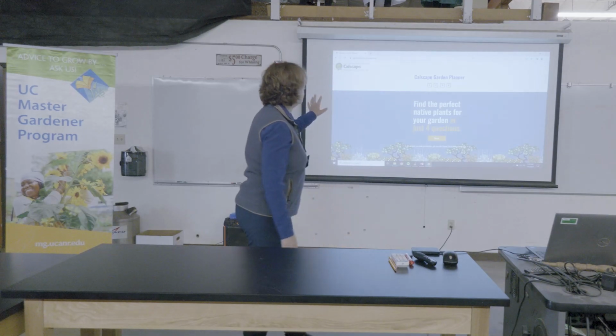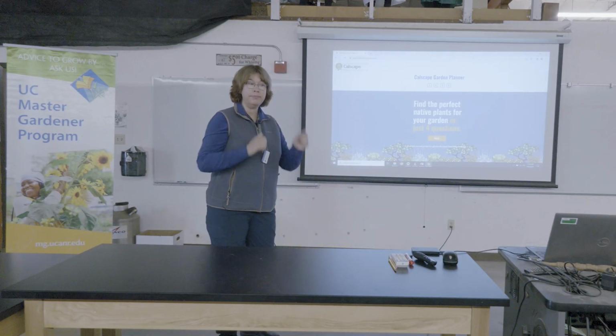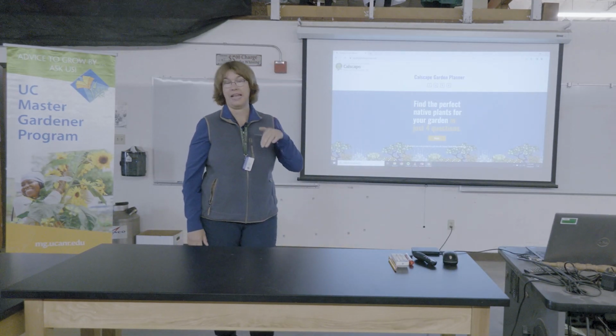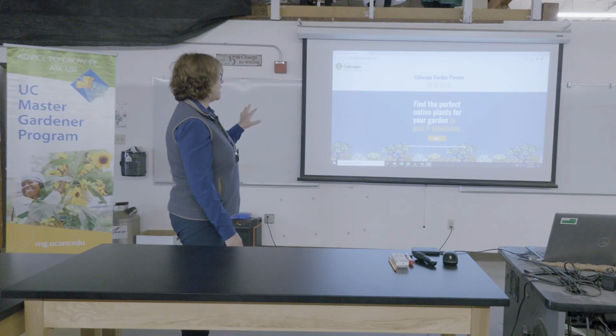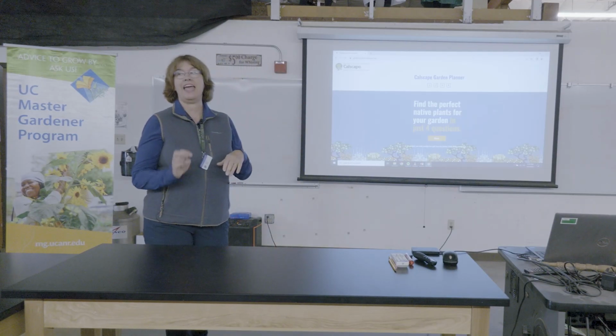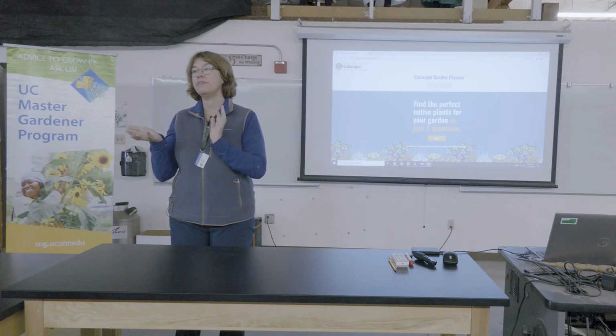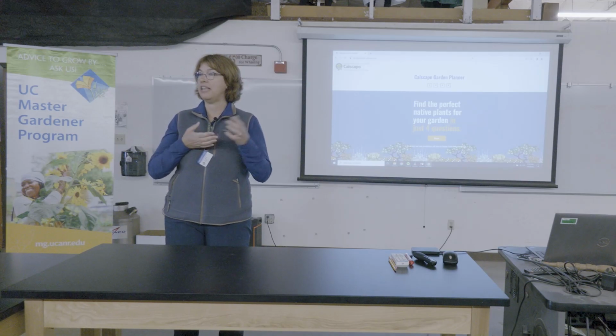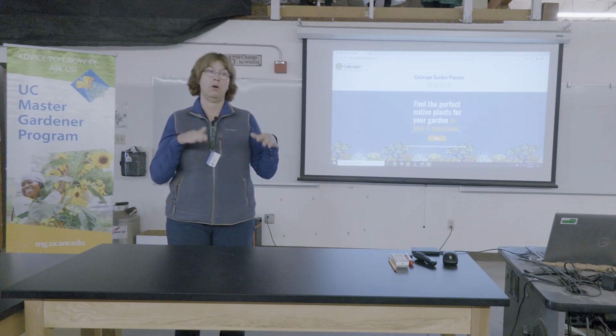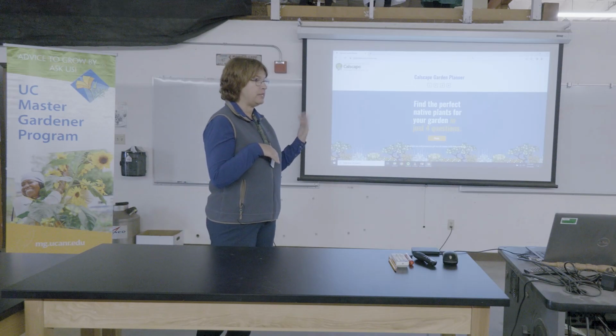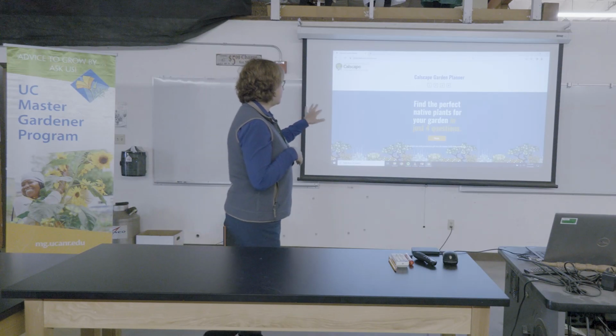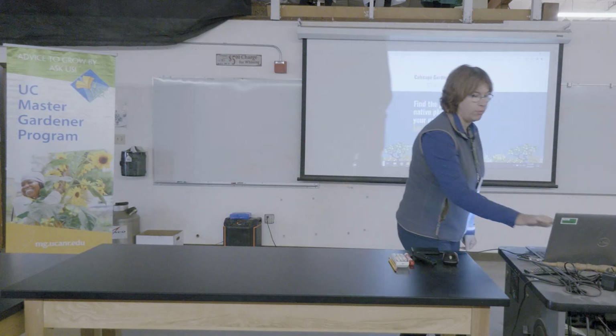So the California Native Plant Society has come up with a landscape planner that allows you to plan for 4 different styles of native plant gardens, and they'll make suggestions for what will work for you. So it's a pretty simple process. They have 4 questions that you put in.